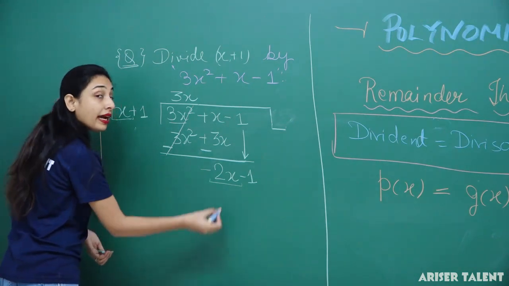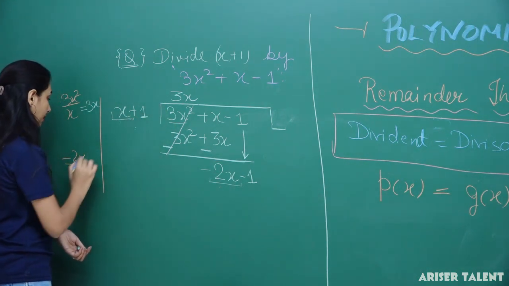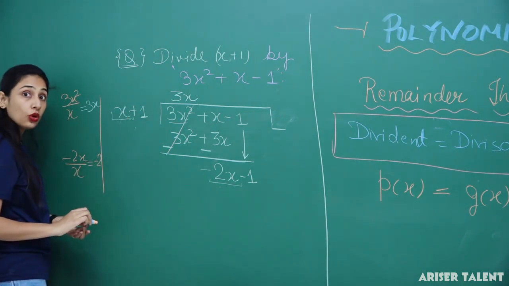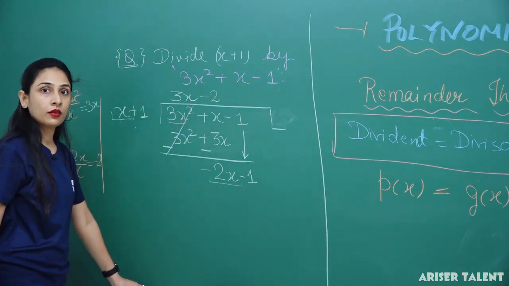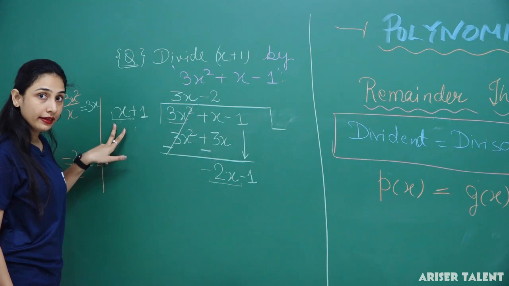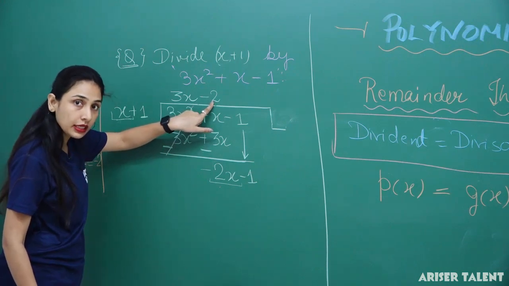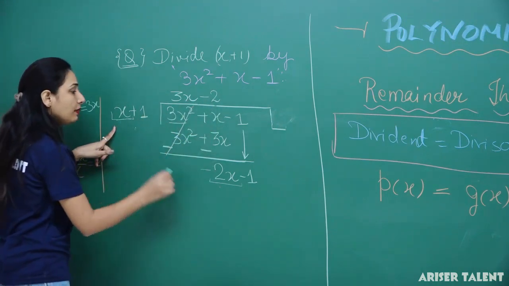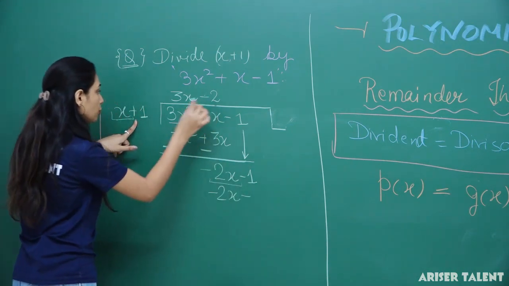This minus of 2x divided by this x. So that will be minus of 2. So what will I write? Simply minus of 2. Now if it is minus of 2, then I have to multiply this by this. So in this particular step, this is my quotient and this is my divisor. So I have to multiply them. So that will be minus of 2x, then minus and plus is minus, so minus 2 here.